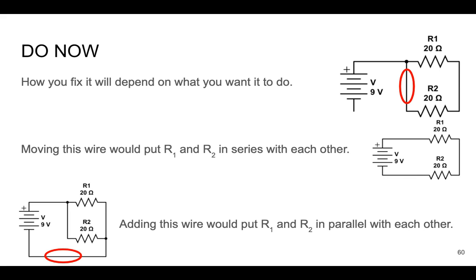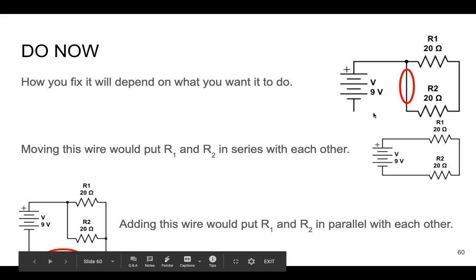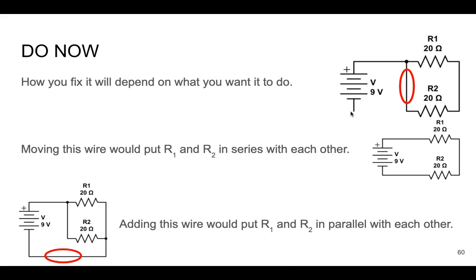So how would you fix it? There are 2 ways to fix it. One is you could disconnect it here and connect that over to here. That would give you these 2 guys in series. But maybe you were trying to build them in parallel. In that case, you would add, like this picture shows, another wire from here over to here. So it depends what you wanted to do with those resistors.